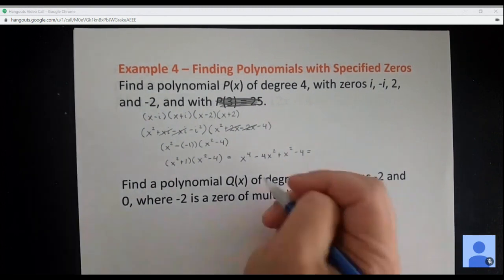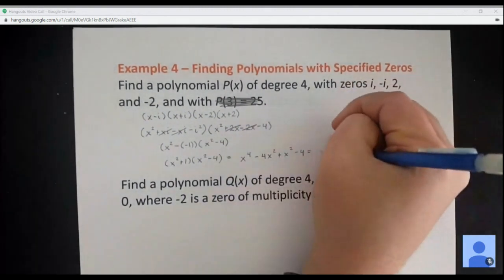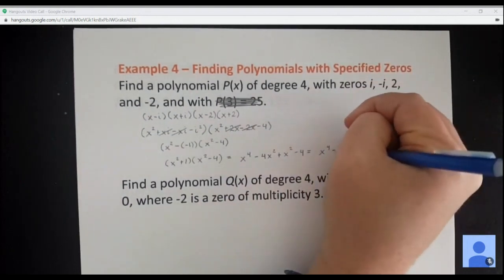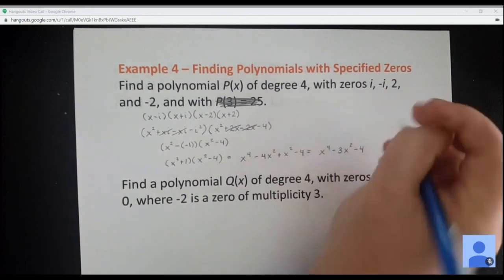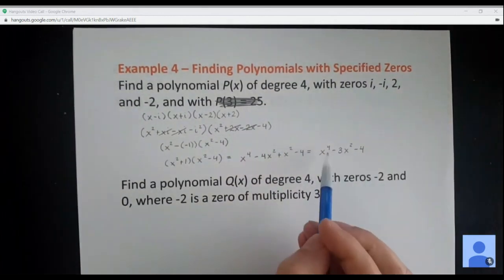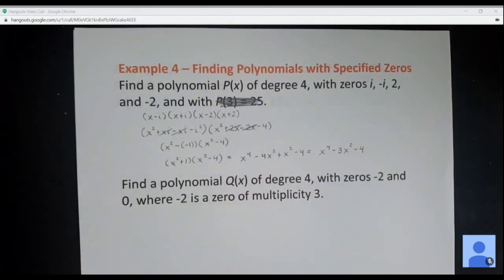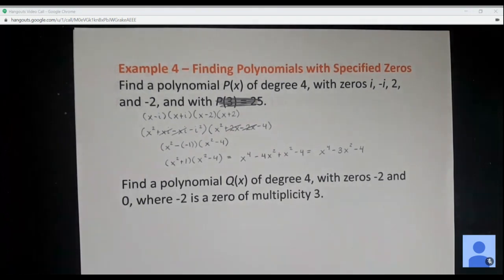That's right. So this is going to be a negative 3x squared. So we have x to the fourth minus 3x squared minus 4. So there is our polynomial of degree 4 that would have those zeros that we started with. Any questions on that one now?